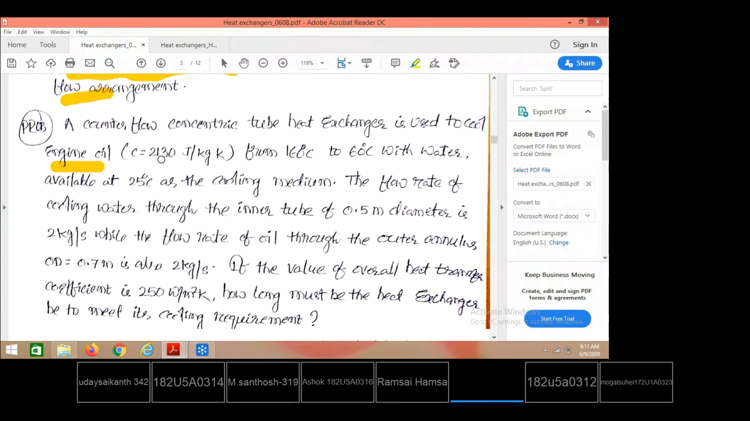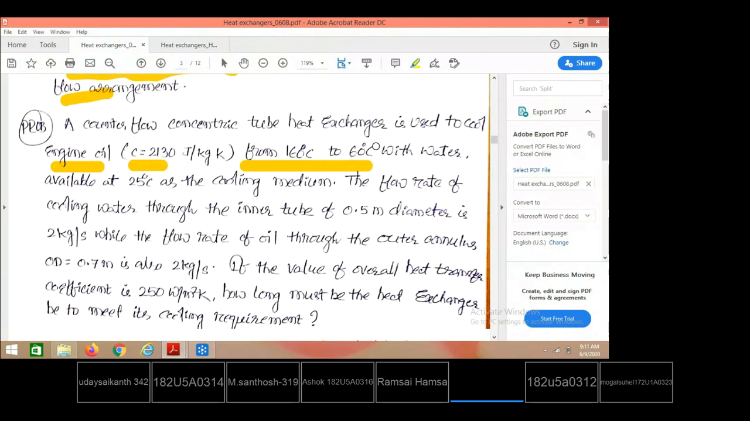For that hot fluid, the specific heat value is given as 2130 joules per kg Kelvin. That engine oil is cooled from what temperature to what temperature? Hot fluid inlet temperature is 160. That means the engine oil is allowed to enter the heat exchanger at 160, and after dropping the heat, the temperature has come down to 60 degrees.